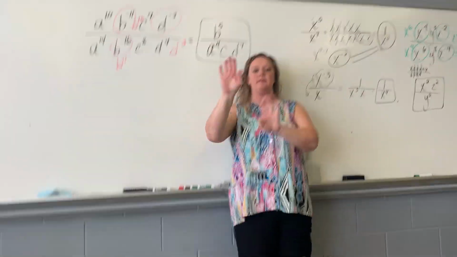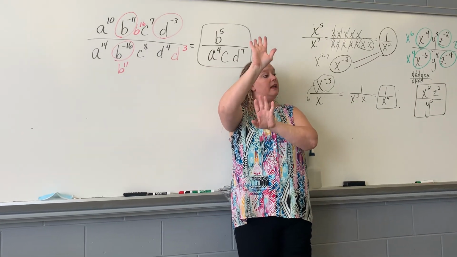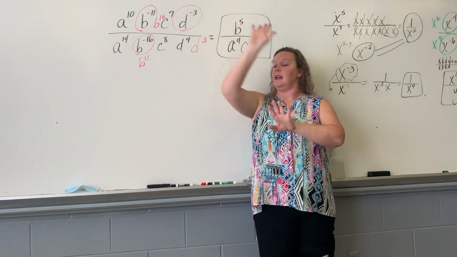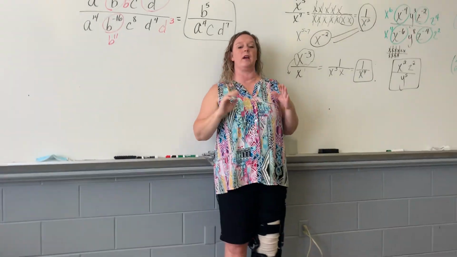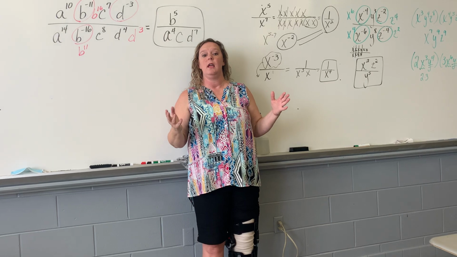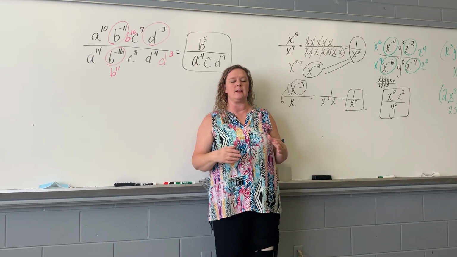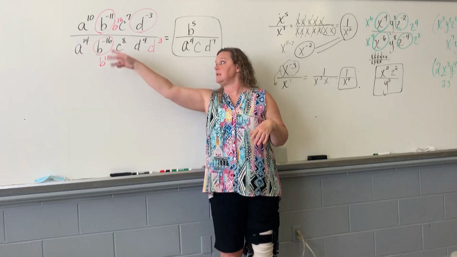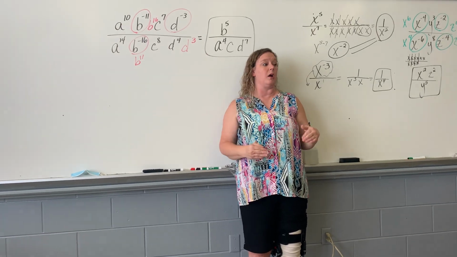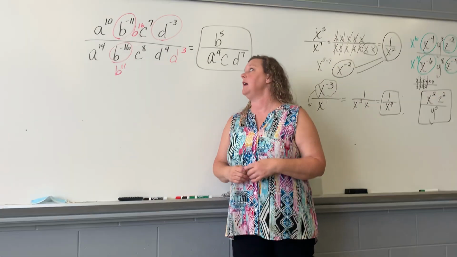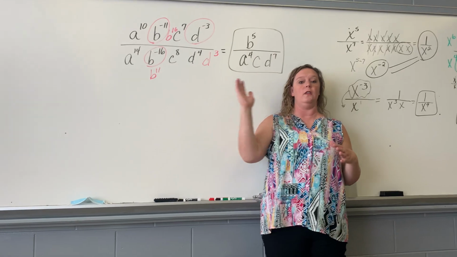Then I just decide, if they look like this, meaning they're being divided, like a to the 10th over a to the 14th, where the extra exponents would be. How many are going to be left over after they cancel, and where would they be? So for instance, with the a's, there were 4 extra a's, and they were all in the bottom. And then I do the same thing with all the letters all the way through.